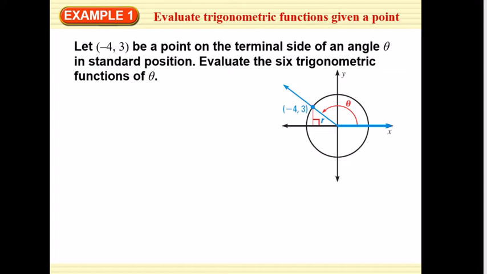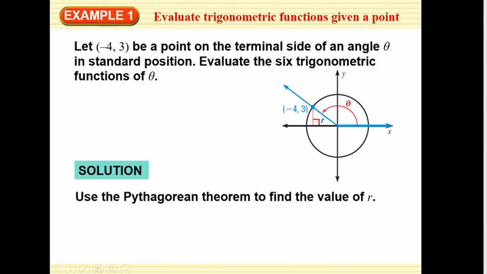Looking at example 1, I am given a point, -4, 3, and let that be a point on the terminal side of the angle in standard position. So evaluate the 6 trig functions. What I want to do is go ahead and draw out this triangle a little bit bigger, just so you can see it for a second. Here is the origin, and theta is this angle. No matter what that angle is, we're going to evaluate sine, cosine, tangent, cosecant, secant, and cotangent. If I went to the left, -4, and then up 3, this is what the triangle looks like, and then I need to find my third side.